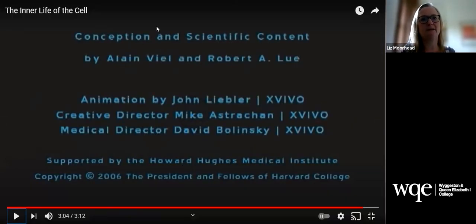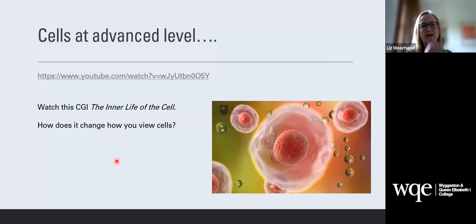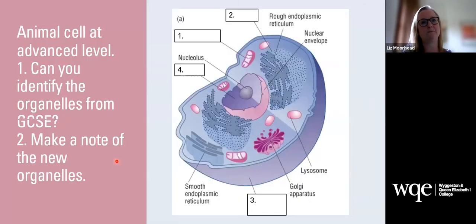Okay, so hopefully from that, you got some idea of the complexity of cells and how the cells are dynamic, the organelles move around and interact with each other. All right, so we're going to look at that now in a little bit more detail. Okay, so this is a typical advanced level diagram of an animal cell organelle.